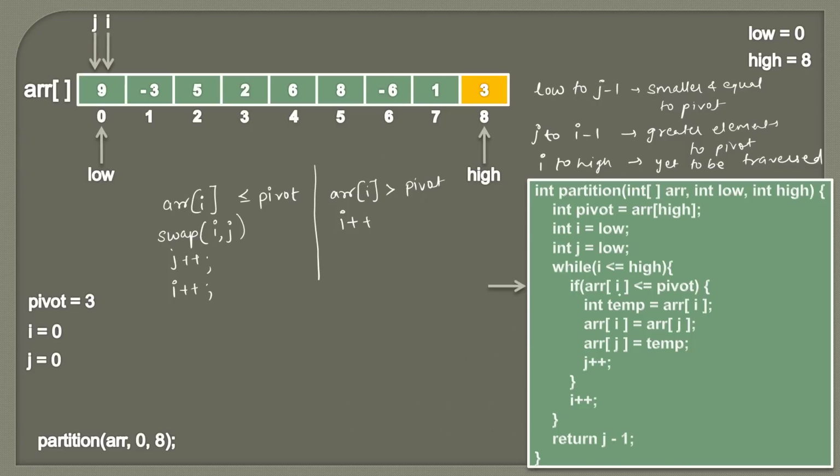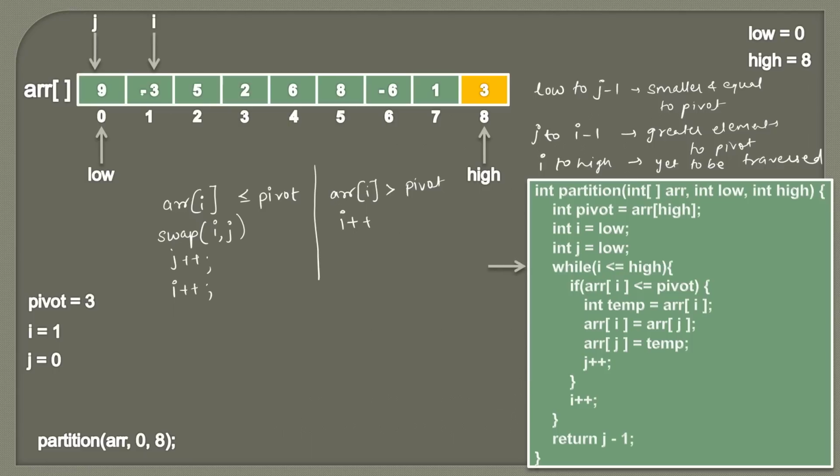You will understand why we are doing this once we perform a few of these iterations. So at the start, array of i, which is 9, is greater than the pivot, so this condition comes out to be false. If array of i is greater than the pivot, we simply traverse i ahead. i becomes 1, and we reach index 1.